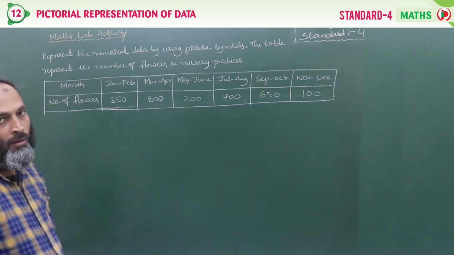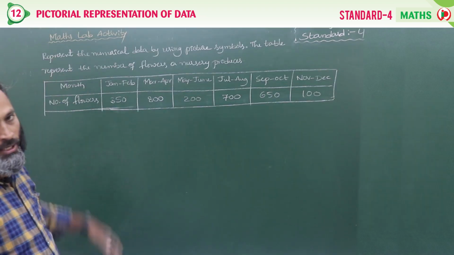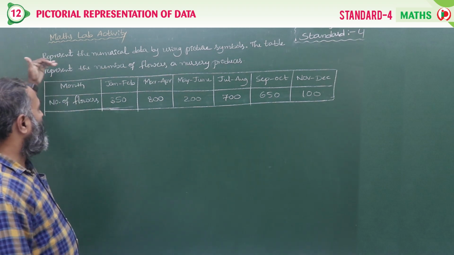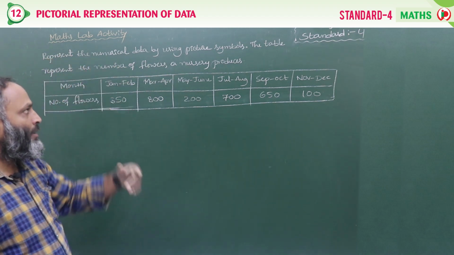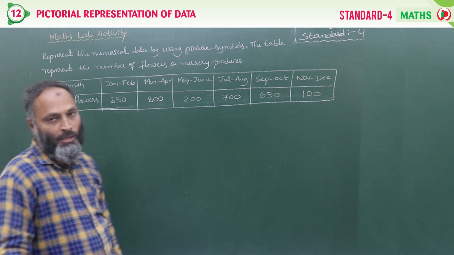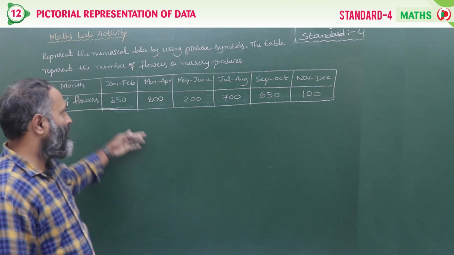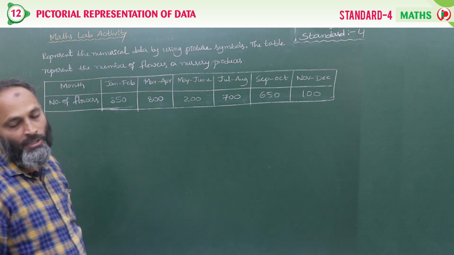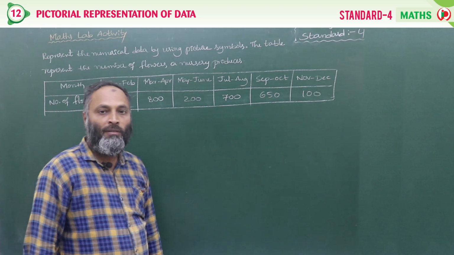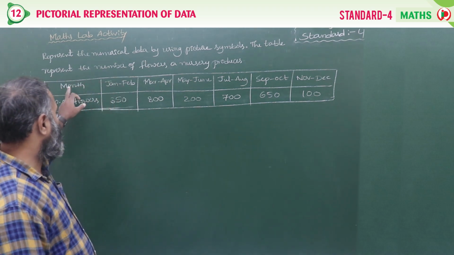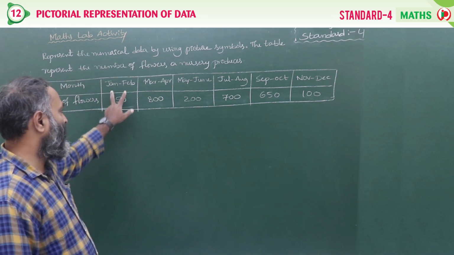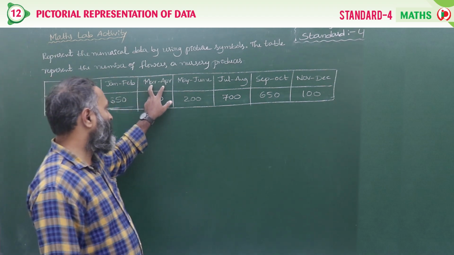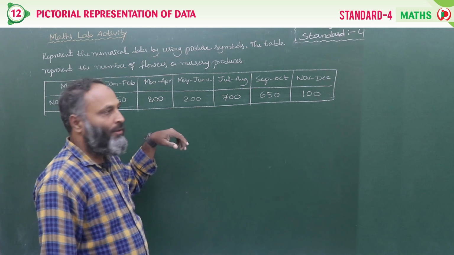Okay. So now the students' next lab activity. This is the general question given. Represent the numerical data using picture symbols. So we should use picture symbols to represent the data. The number of flowers a nursery produces: in the months of January and February, 350 flowers are produced in the nursery. In the months of March and April, 800 flowers.